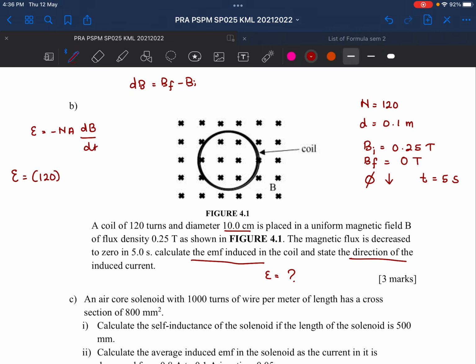120, and then your area, kena kira area asing. Area is pi r square, and then diameter kita 0.1. So R akan bahagilah kan, 0.1 bahagi 2. 0.05 meter, so maksudnya pi 0.05 square, isn't it? Okay, so darab dengan pi darab dengan 0.05 square. So your area is actually 7.85 times 10 to the power of negative 3 meter square.